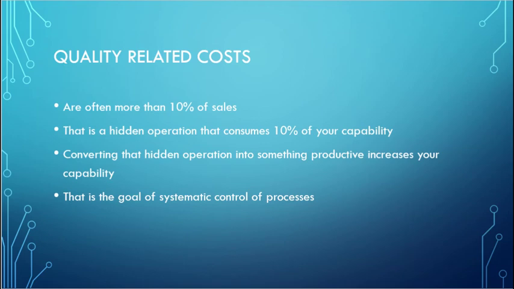And so really, when we're trying to get systematic control of our processes, that's exactly what we're trying to do. We're trying to reduce how much resources we have to spend on quality so that our income is our income and this hidden cost is minimized without sacrificing the quality of what we're producing.